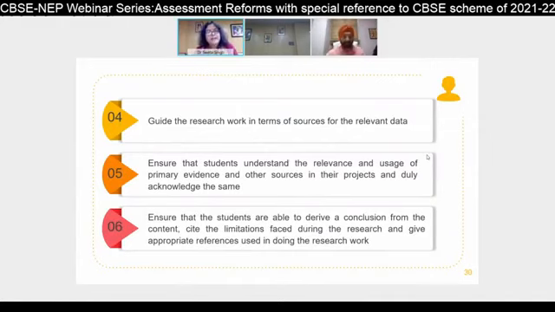The teacher needs to guide the research work in terms of sources of relevant data and ensure that students understand the relevance and usage of this evidence and the data collected by them during the project work. And also ensure that students are able to derive a conclusion from the content, cite the limitations, and that whatever conclusions they have derived are actually appropriate. This needs to be facilitated. This needs to be clearly seen by the teacher.